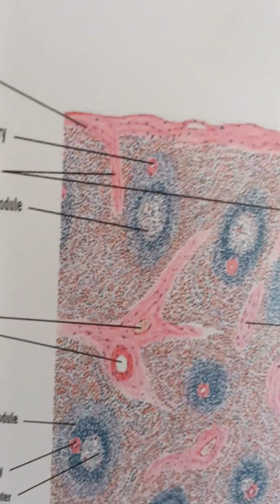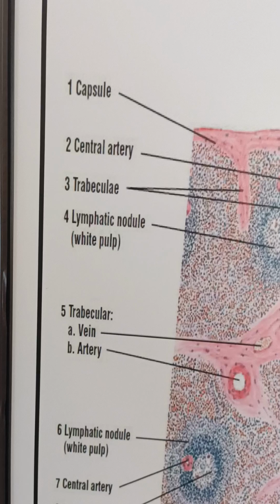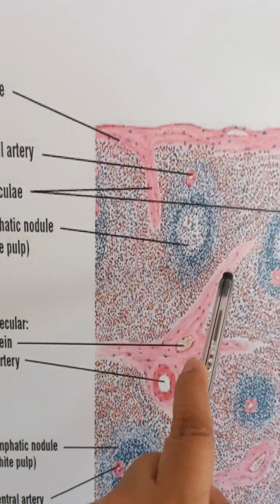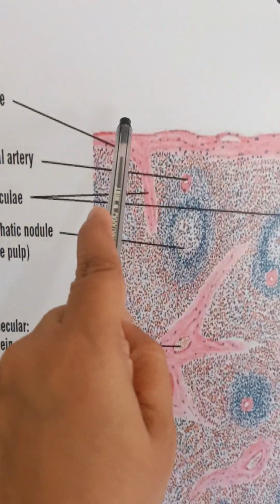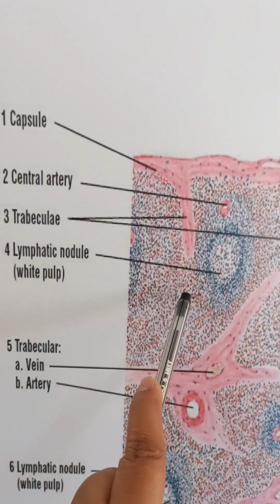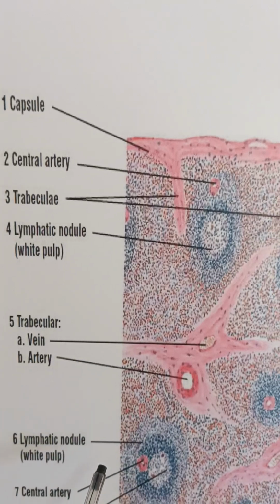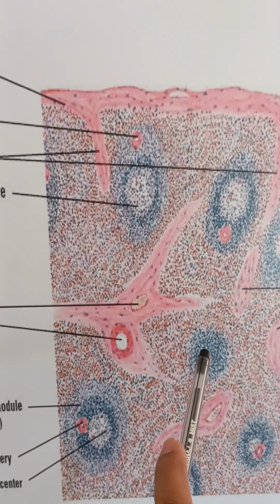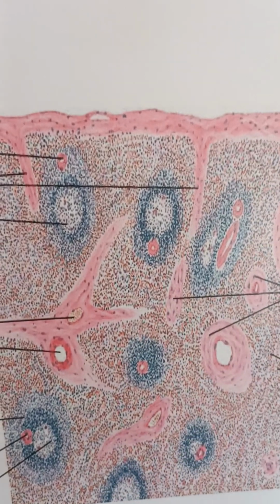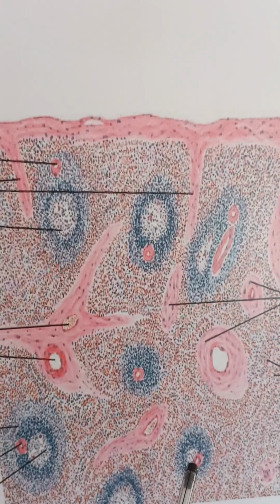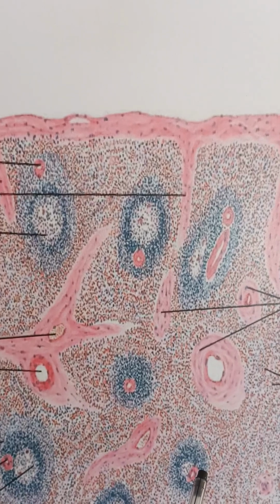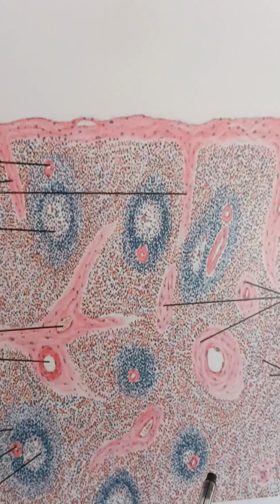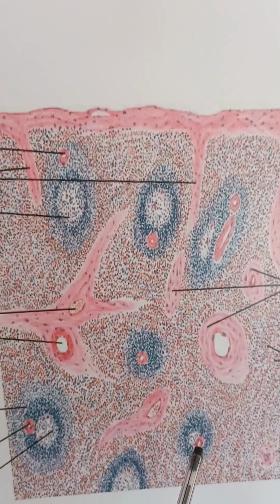To summarize everything, you can see the capsule, you can see the central artery. This is the lymphatic nodule, which you call the white pulp. You can also see some trabeculae extending from the capsule. All this is parenchyma. You can also see some central artery. In some sections you may see it, in some you may not. In some of them it may be pushed to the corner, and that is called eccentric artery. In some it may not be. If the germinal center is wide, it may be pushed. Otherwise, it may be present right in the center.